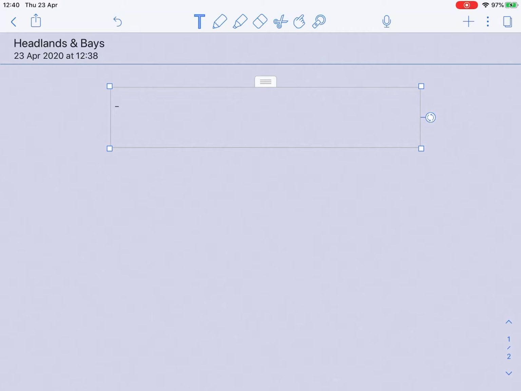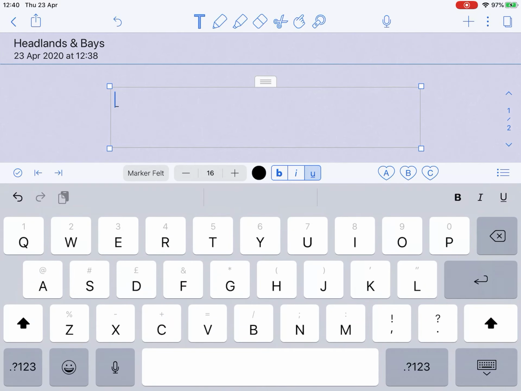So today we're going to draw a diagram for the formation of headlands and bays. So we're going to start our diagram, when you're ready, with a few sentences at the top above your diagram.